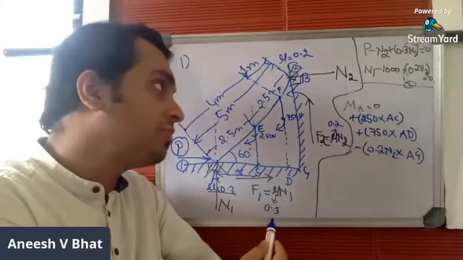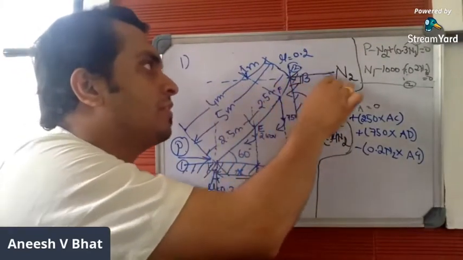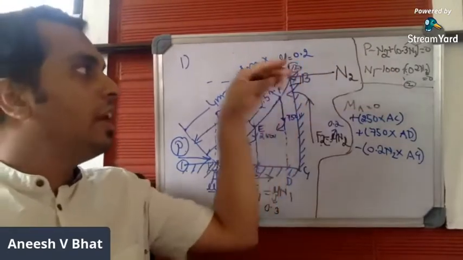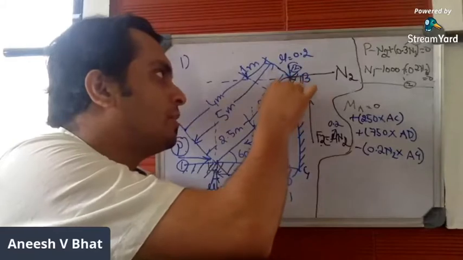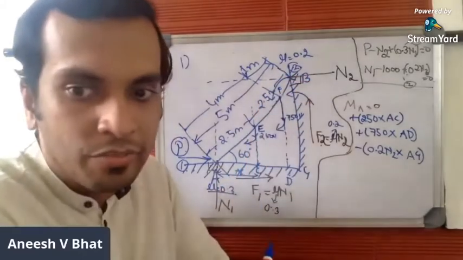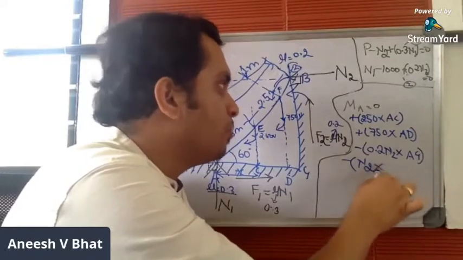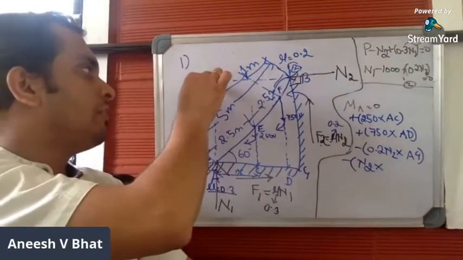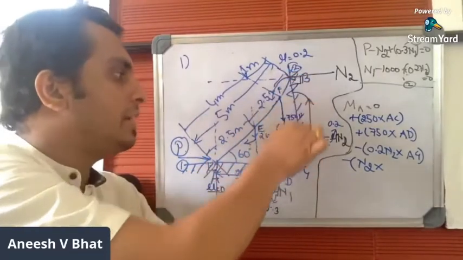Now, the next force is N2. The line of action is horizontal in this way. The force moves horizontally to the left, and the point about which we need moment lies below the line of action. So it should produce moment in this particular direction, which is again anti-clockwise. Minus N2 into the perpendicular distance from the line of action to point A, which is BG.